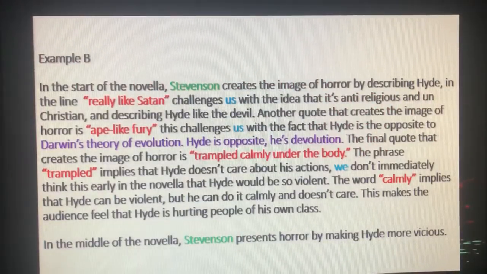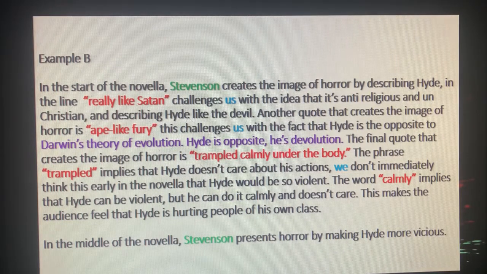This is example B. In the start of the novella, Stevenson creates the image of horror by describing Hyde in the line "really like Satan." This challenges us with the idea that it's anti-religious and unchristian by describing Hyde like the devil. Another quote that creates the image of horror is "ape-like fury," another really good quote. This challenges us with the fact that Hyde is the opposite to Darwin's theory of evolution. Hyde is the opposite, he's devolution.